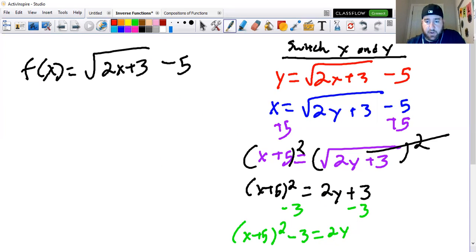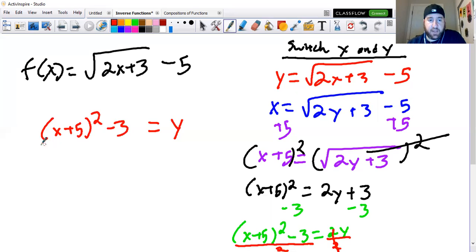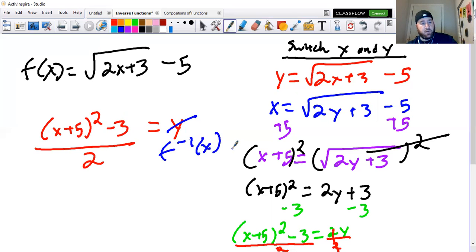And lastly, again, running out of room, we're going to have to move it. Divide everything by 2. So y equals x plus 5 quantity squared minus 3, divided by 2. And I replace y with the inverse function notation, f inverse of x.